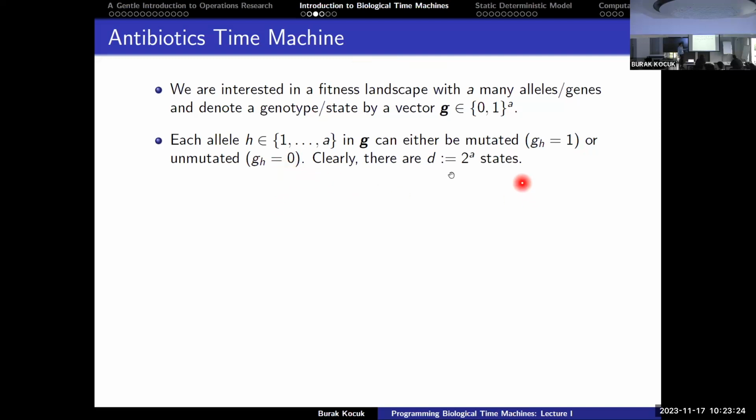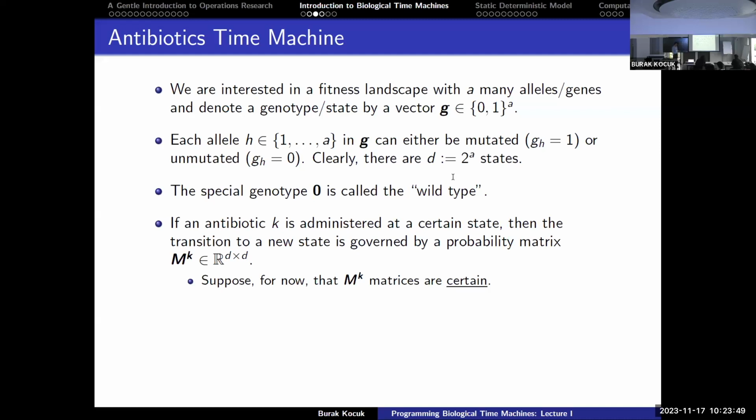Now, as you can see, if I give you an A, then there are 2 to the power A many states, because you need to look at the string with all these possible characters. But one particular genotype is very useful for us. It's the one called wild type, with all unmutated alleles. So that's where we want to go back.